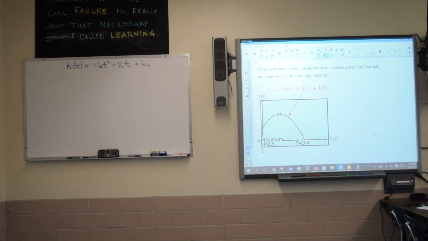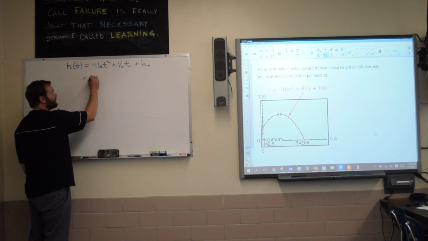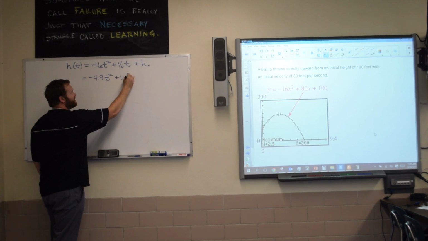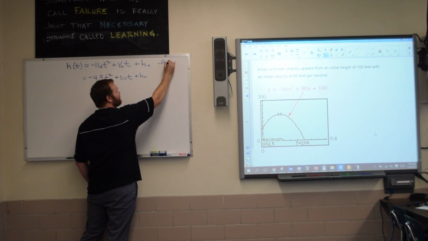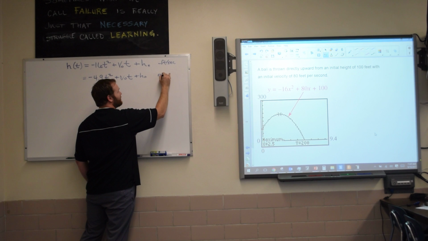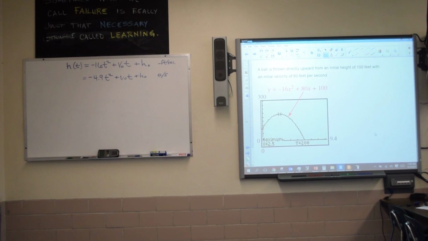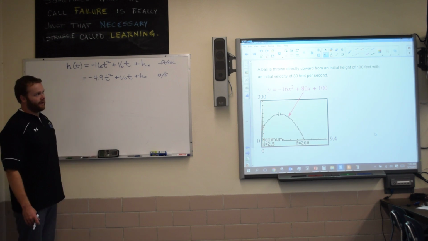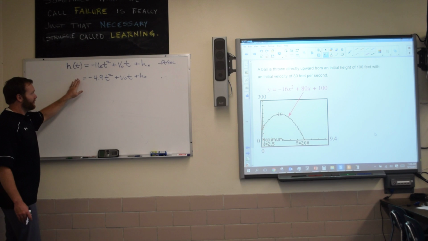For the most part, I'm pretty sure that your textbook in WebAssign is always going to do things in feet per second. If for any reason they ever do it in meters per second, this will be negative 4.9 t squared plus v sub naught t plus h sub naught. So this one's feet per second, this one's meters per second. That's going to be useful if they ever change the units on you. Try to keep with the one in feet.